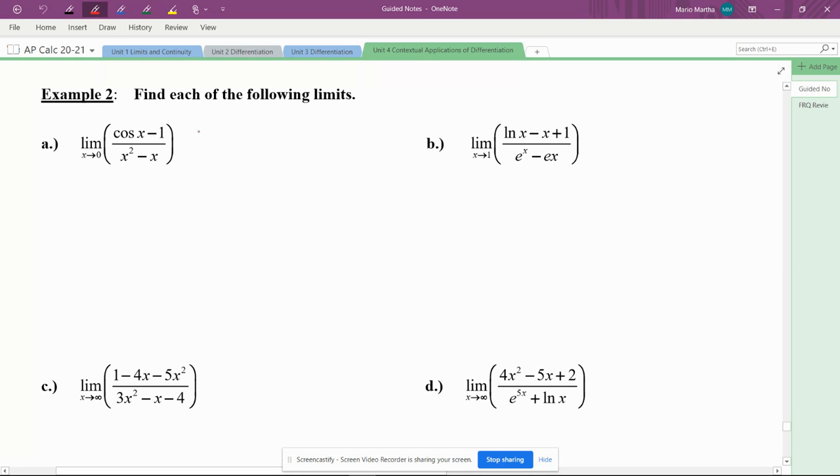So pretty much, again, make sure you guys are establishing that the limit as x approaches 0 of cosine of x minus 1 equals 0, right? And then separately, again, the limit as x approaches 0 of x squared minus x. Again, it's just 0 minus 0, so that's going to give us another 0. So therefore, we can apply, again, L'Hopital's rule, right? Apply L'Hopital.